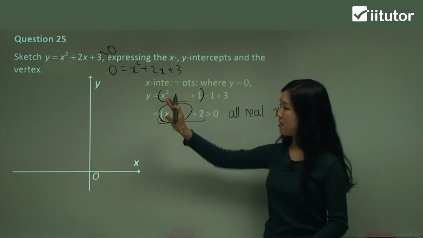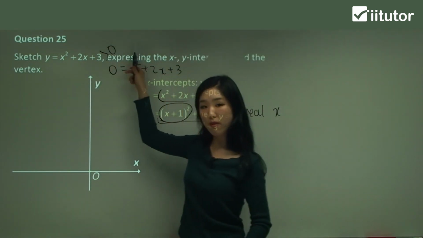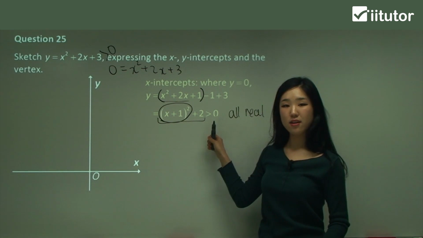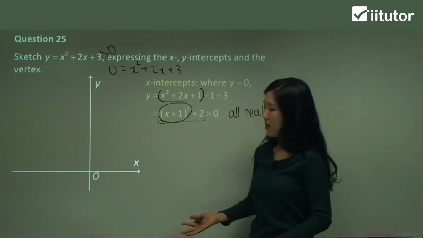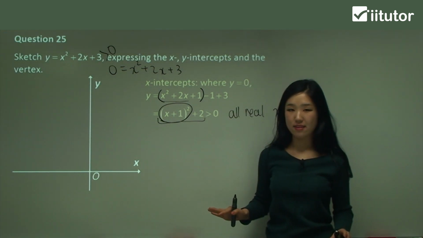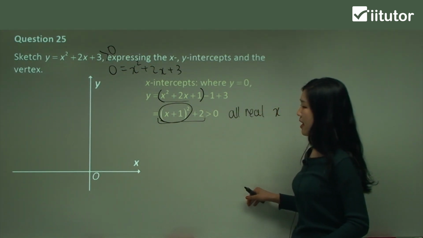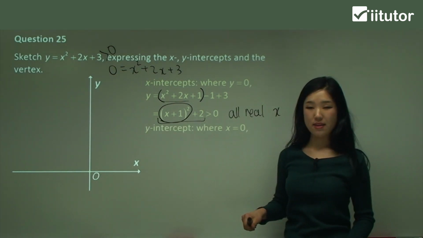Okay, because this is the part representing y. Y is this. This is greater than 0, as I explained here. So the whole graph must be above the x-axis. Okay, so we don't have any x-intercepts. There's no x-intercepts.